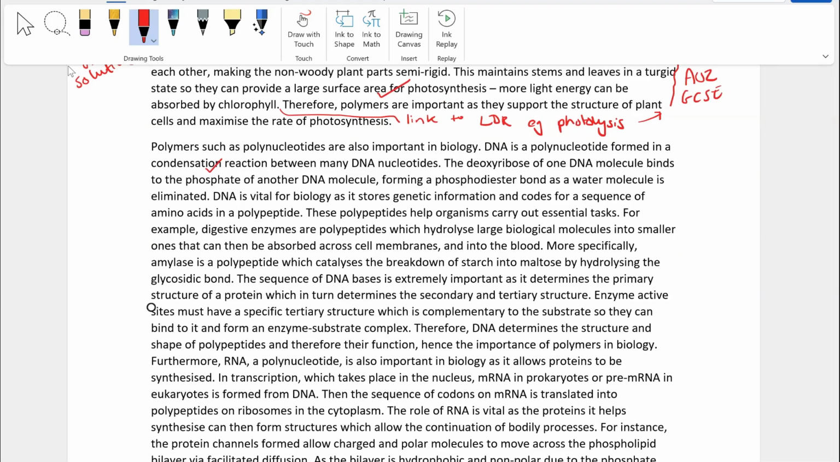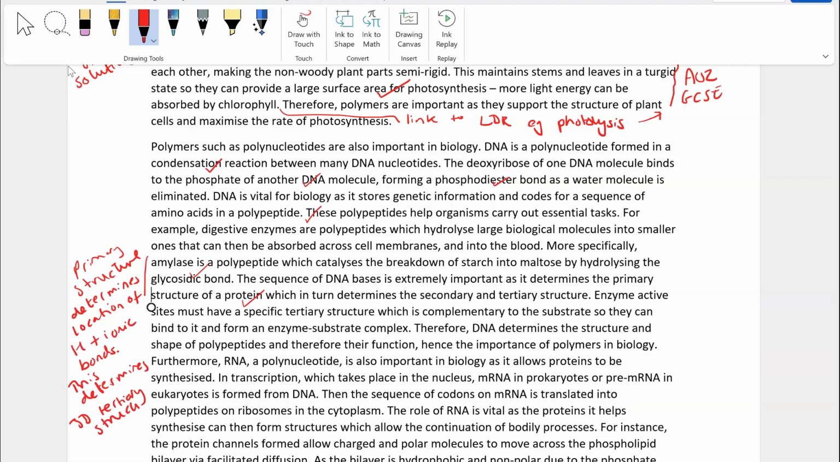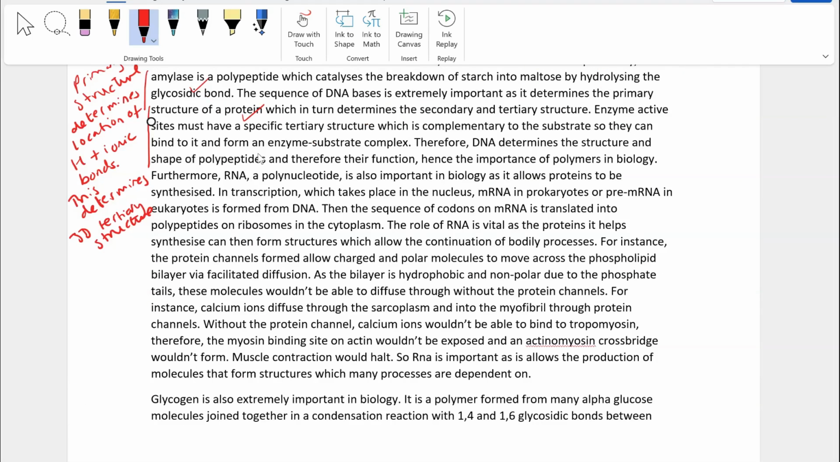Then the next polymer we have is polynucleotides. Again, I've ticked through all of the correct A-level terminology, but added in examples of how they could have explained it in more detail. So we've got here an example: the primary structure determines the location of the hydrogen and ionic bonds. This is what determines the 3D tertiary structure. So just giving that extra detail and more full explanation for that AO1.